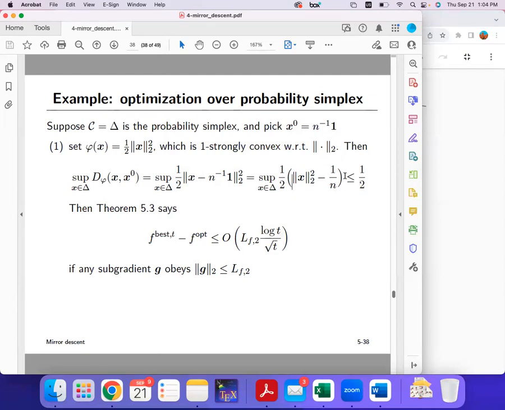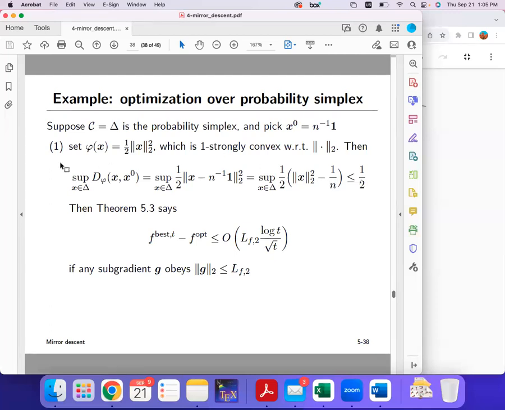And then this one is less than or equal to 1/2. We can just drop this small negative term. And for all the x vectors in the simplex, you can check that the L2 norm is bounded by 1. The maximum L2 norm is the extreme case where one coordinate has 1 and the others have 0. So you can check this is bounded by 1/2.